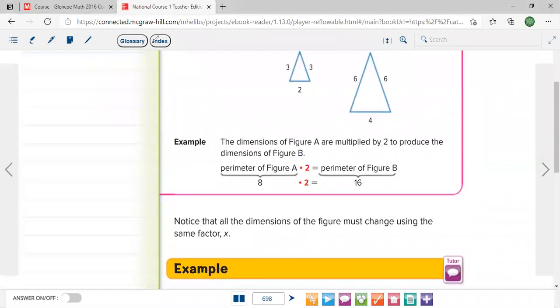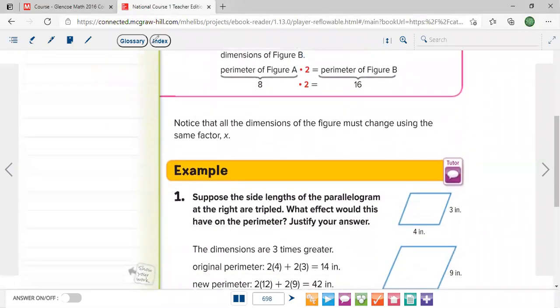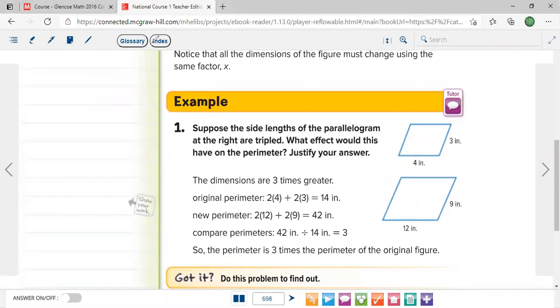Let's take an example to see how it works. Suppose the side lengths of the parallelogram at the right are treble. Treble means multiplied by 3. So we have double, multiplied by 2. Double means multiplied by 2. And we have treble, multiplied by 3.